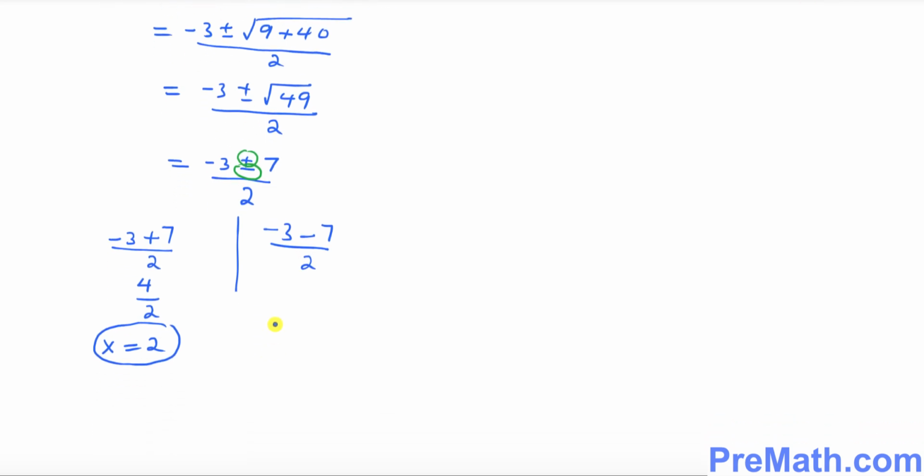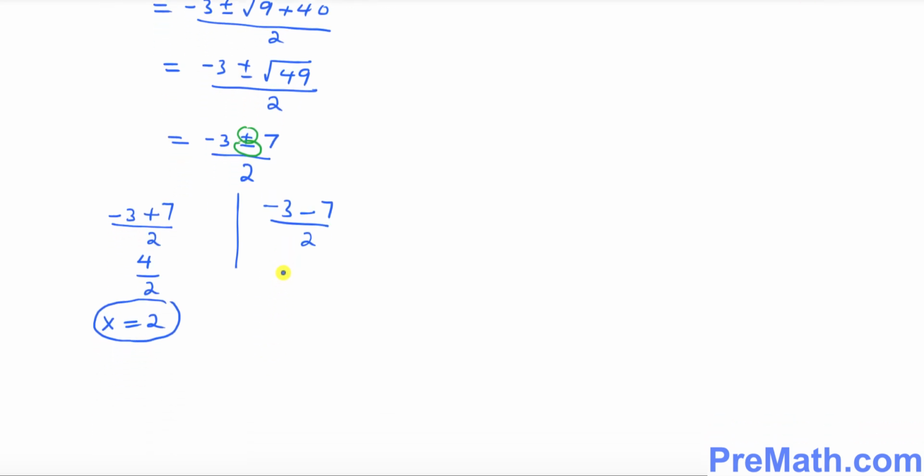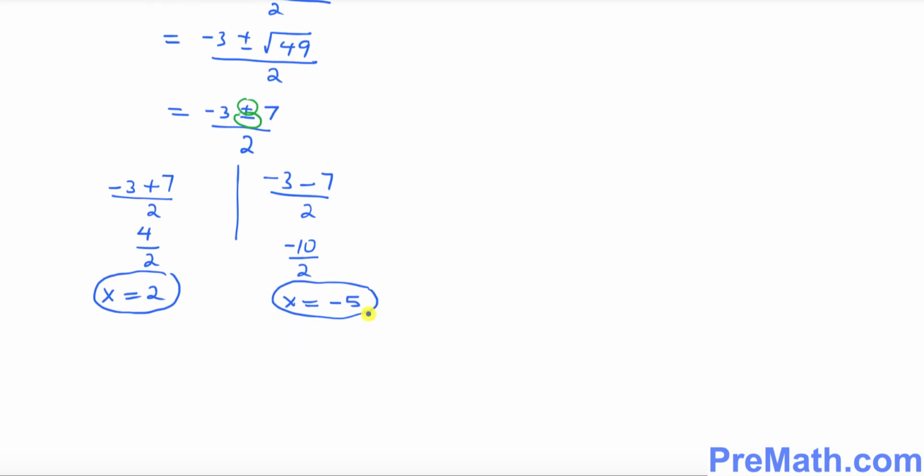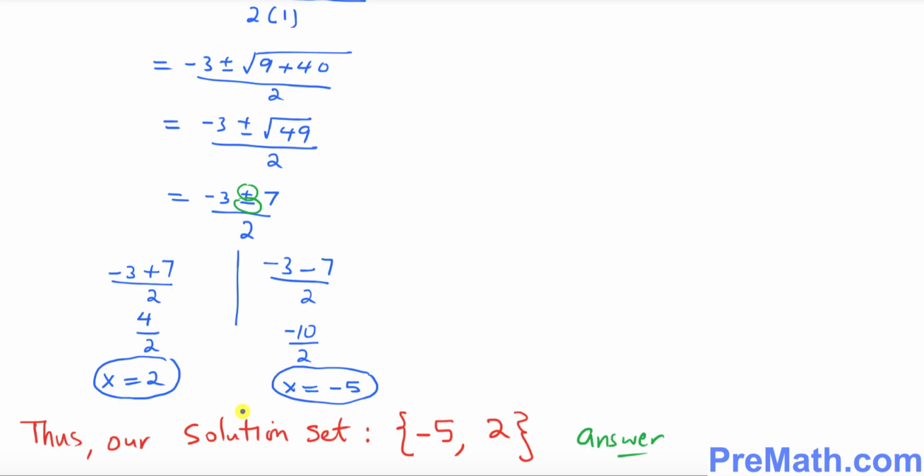So let's go ahead and do this side. That's going to become negative 10 divided by 2, so x is going to be equal to negative 5. So these are our two solutions. Thus our solution set turns out to be negative 5 and 2.